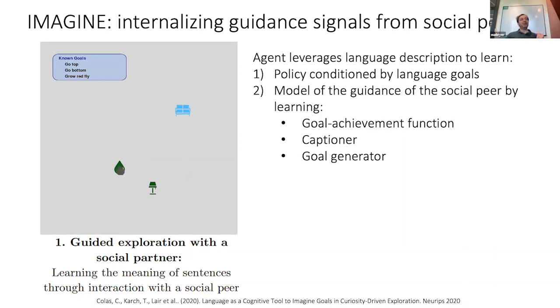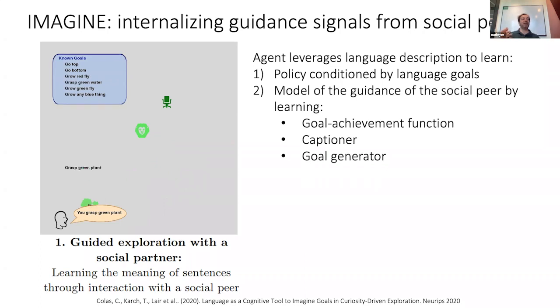But more importantly, it's going to enable the agent to learn a model of the guidance of the social peers in its own head. So for example, given a language goal or description and a behavior, how the social peer would have scored that behavior. Also, it can learn a captioner: I do this behavior, what language would the social peer have used to describe that behavior? And this can be used later on for hindsight learning. If the social peer is not there anymore, I can describe my own discoveries, use that language to characterize them, and use that to learn.